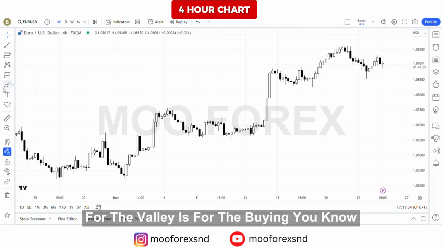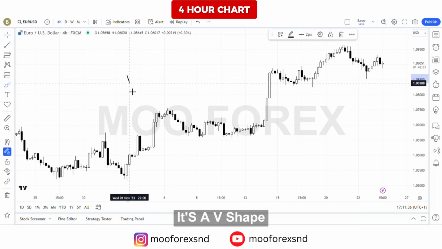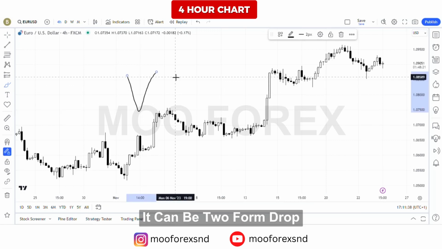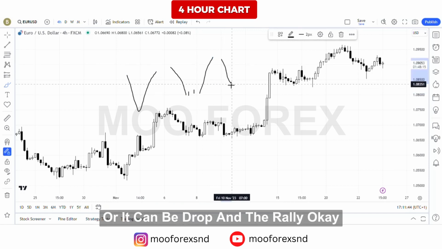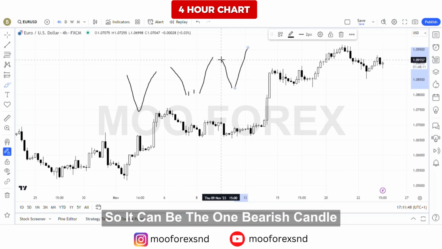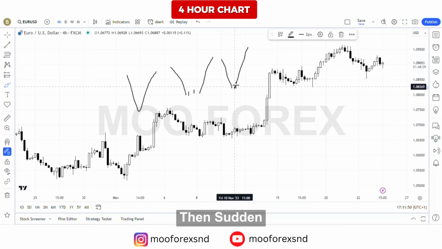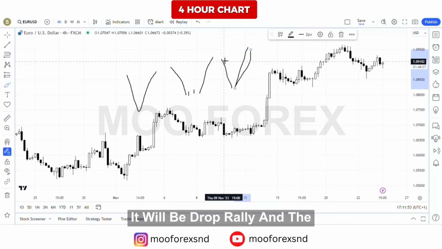For the belly is for the buying, it's a B shape. It can be two forms: drop, base, rally, or it can be drop and the rally. Okay, so it can be the one bearish candle, then sudden move up, then it will be drop, rally.